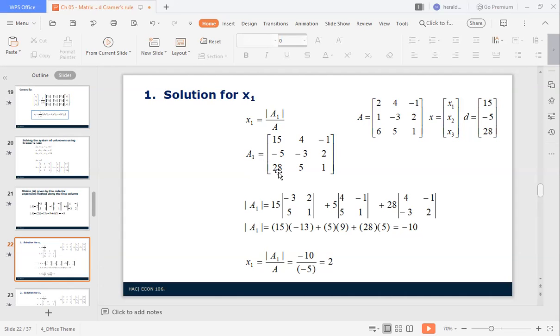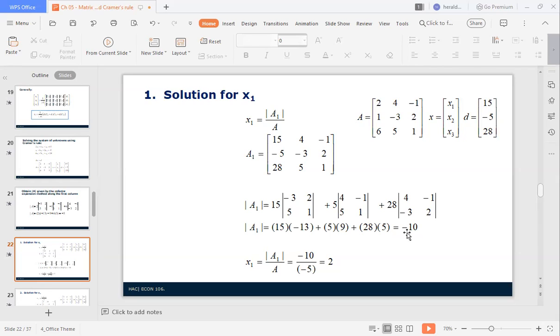So we substitute the constant vector to the first column of the new matrix, and the rest of the elements are just as is. Again, we have the same second column. We also have the same third column. The next thing to do is you get the determinant of that new matrix. So the determinant of A sub 1 is equal to -10.